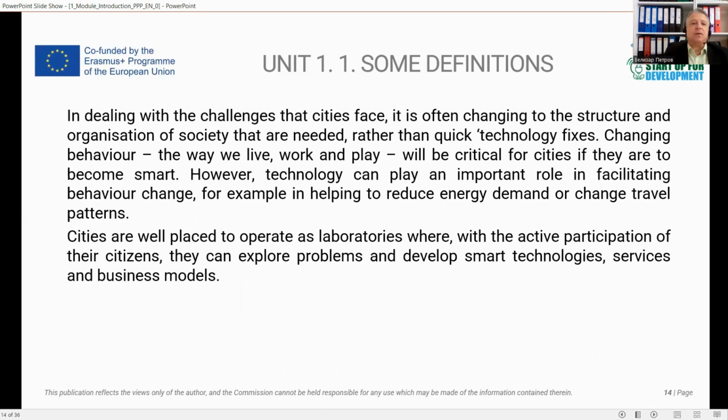Changing behavior, the way we live, work, and play, will be critical for citizens and cities if they are to become smart. However, technology can play an important role in facilitating behavior change, for example, in helping to reduce energy demand or change travel patterns. Cities are well placed to operate as laboratories where, with the active participation of their citizens, they can explore problems and develop smart technologies, service and business models.